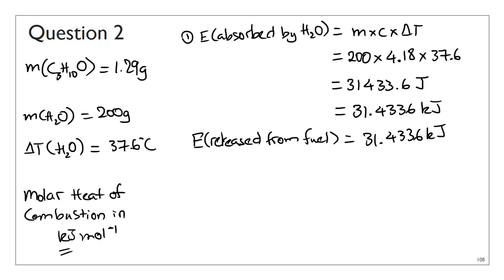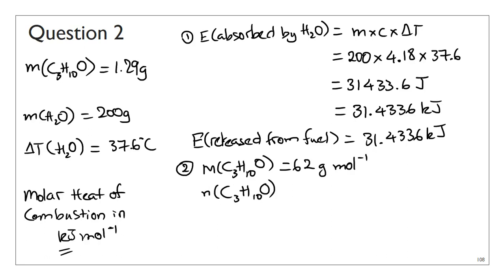So I basically know now that if I burn 1.29 grams of propan-2-ol, this is the amount of energy that's released, and you need to find the heat of combustion. So in order to do that, you just need to work out how many moles are in 1.29 grams. So the molar mass of propan-2-ol is, 3 times 12 plus 10 plus 16. So I get 62 grams per mole. So this is the molar mass, and then from there I can work out the number of moles of 1.29 grams of the fuel, which is the amount that was used in the reaction.